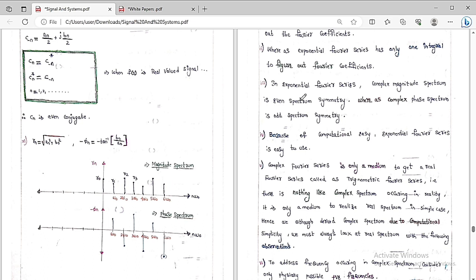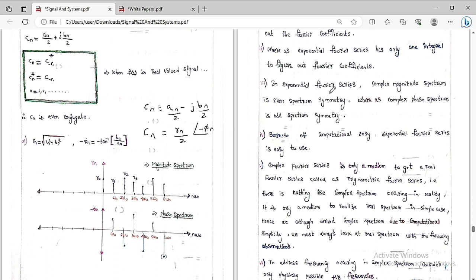I've already told you, in the case of the exponential Fourier series, we are going to get Cn. Cn is nothing but a complex number. So Cn is An minus jBn, that is, An by 2 minus jBn by 2. This is the rectangular format. If you write it in polar format, we are going to get it like this. If you see clearly, the magnitude is an even spectrum and the phase spectrum is an odd spectrum.